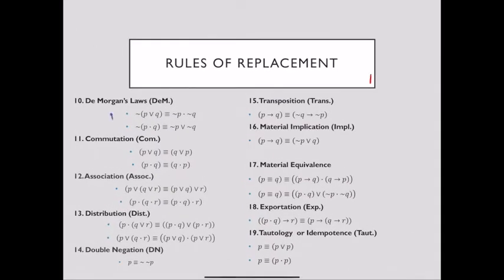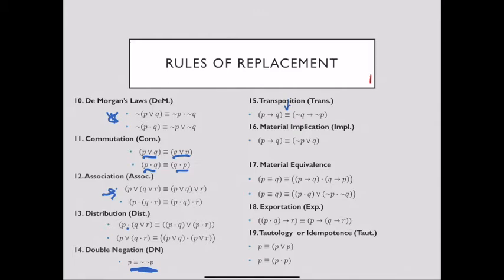So I have De Morgan's laws, which we've seen before. Commutation says I can flip the order. Association says, much like multiplication, if I've got all ands or all ors, I can switch where the parentheses are. Distribution is P and (Q or R). I can distribute that. Same thing with P or (Q and R). Double negation. Transposition, this one's kind of cool. It says if P implies Q, that's logically equivalent, so we can replace it, right? It's logically equivalent to not Q implies not P.